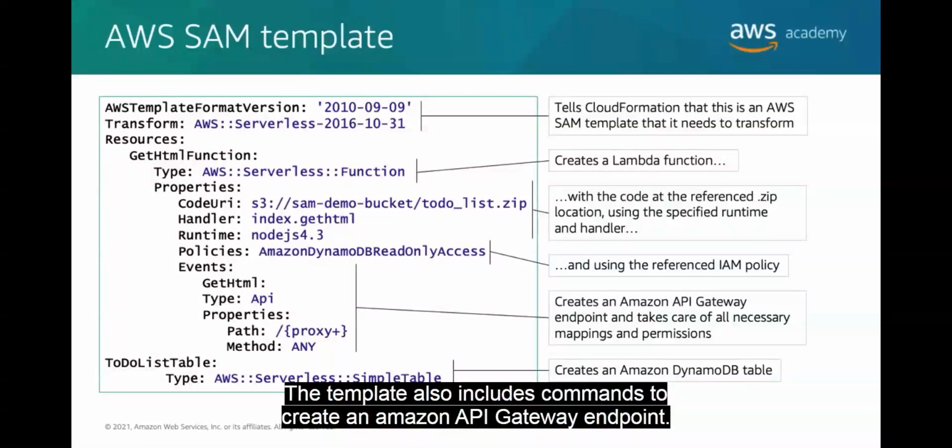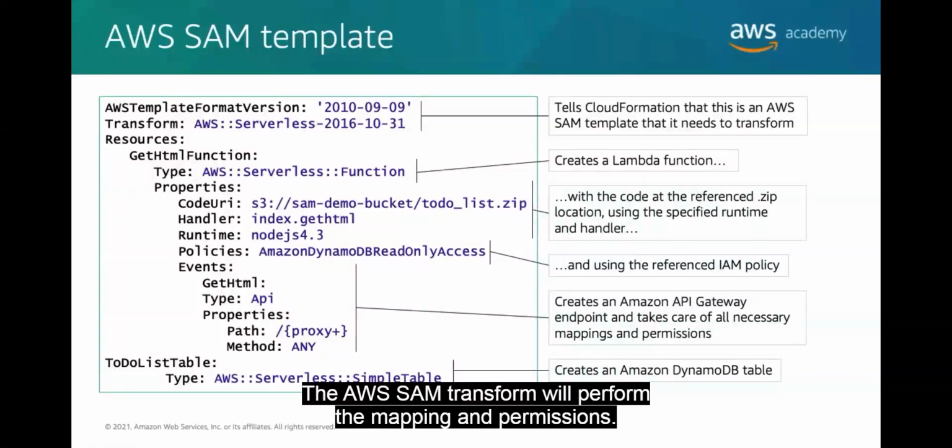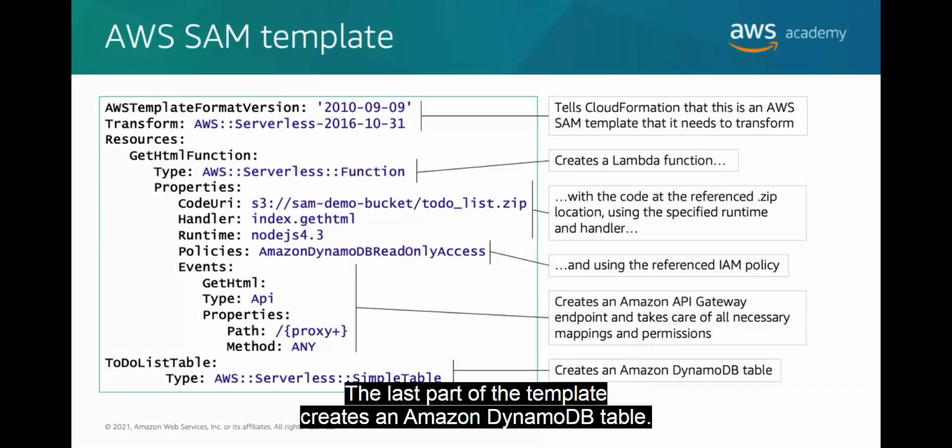The template also includes commands to create an Amazon API gateway endpoint. The AWS SAM transform will perform the mappings and permissions. The last part of the template creates an Amazon DynamoDB table.